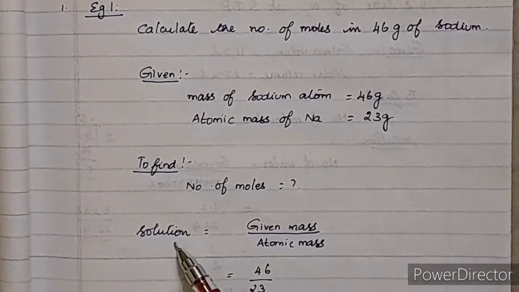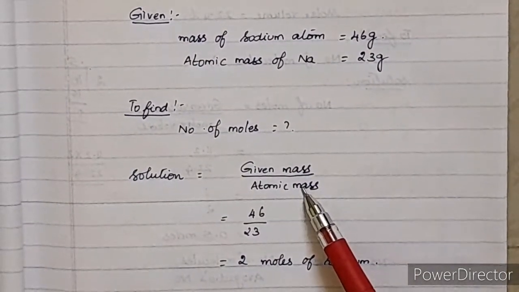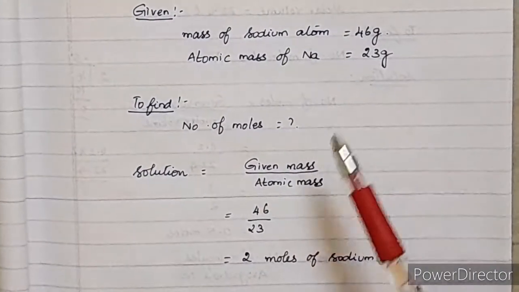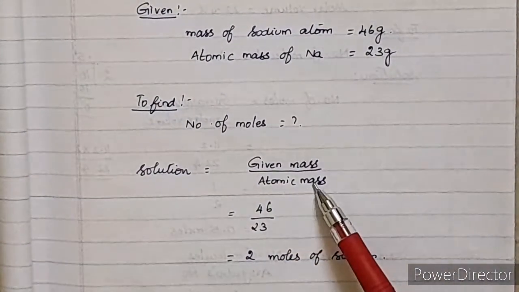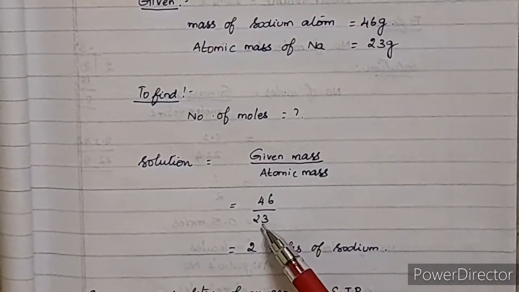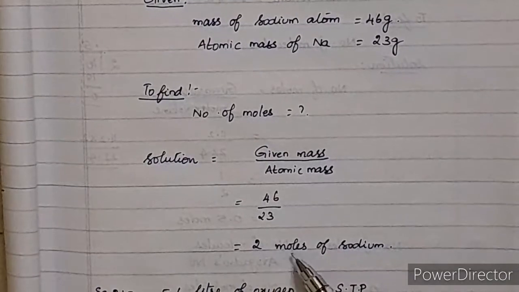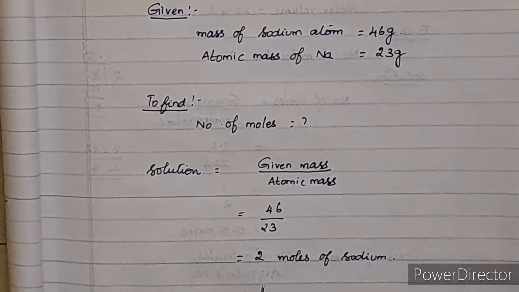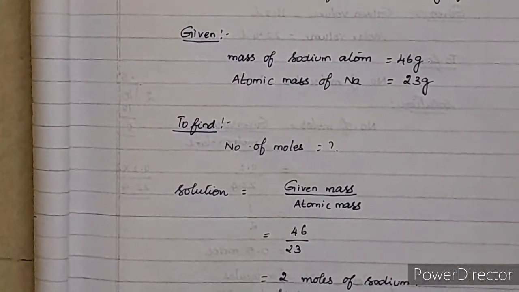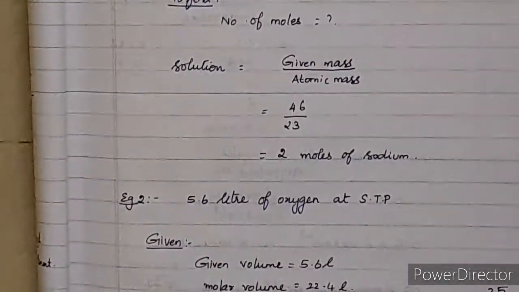Now what is the appropriate formula? It is given mass divided by atomic mass, because in the question the atom is given. So what is the given mass? 46 grams. What is the atomic mass? It is 23 grams. So I can cancel this: 23 into 2 will become 46. So this is 2 moles of sodium. So how many moles of sodium are there in 46 grams of sodium? It is 2 moles. Now let's go to the second example.